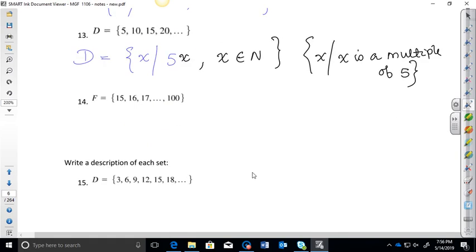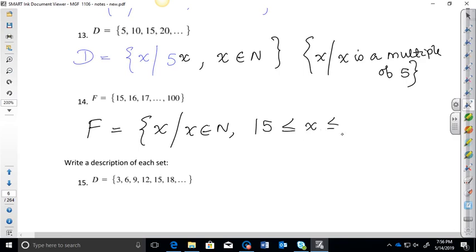15, 16. F equals the set of all x such that x is in n, then what? Then you can say 15 less than or equal to x less than or equal to 100. Or you can say 14 less than x less than 101. There are many ways to write it. Or you can just say x is a natural number between 14 and 101. That's fine too.